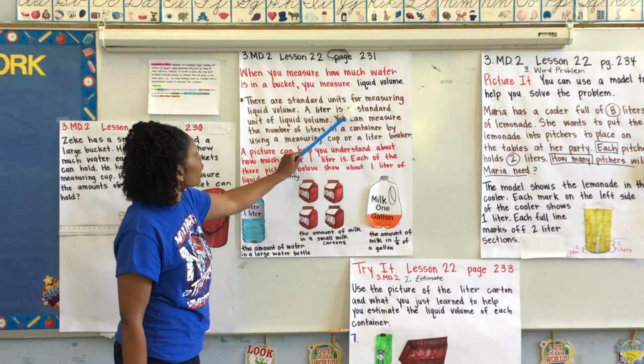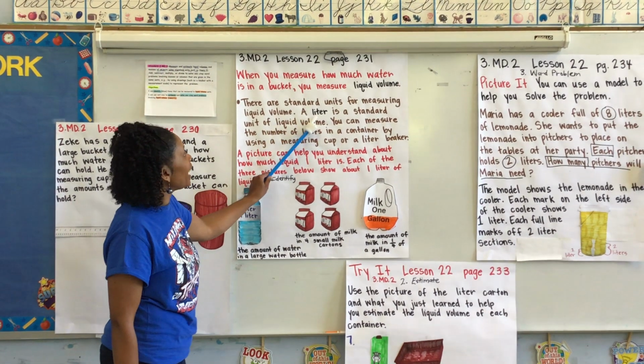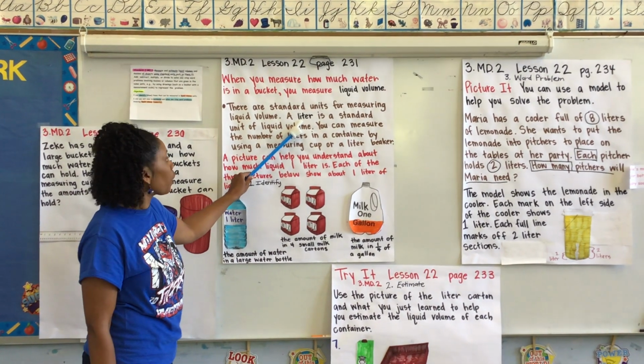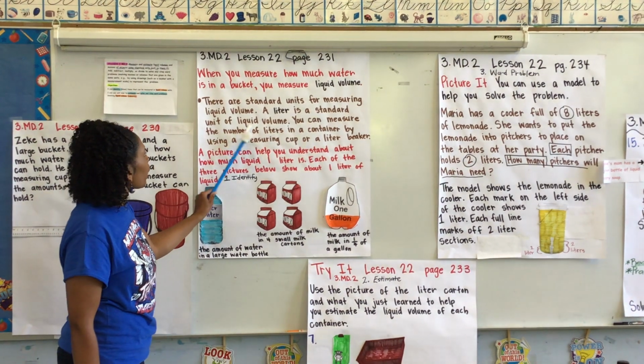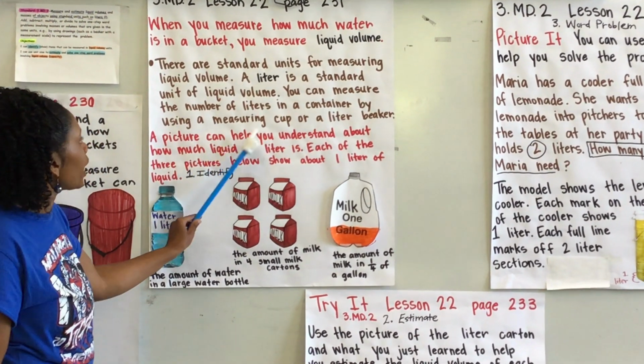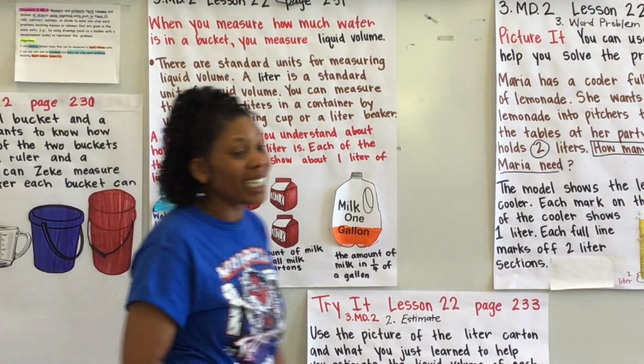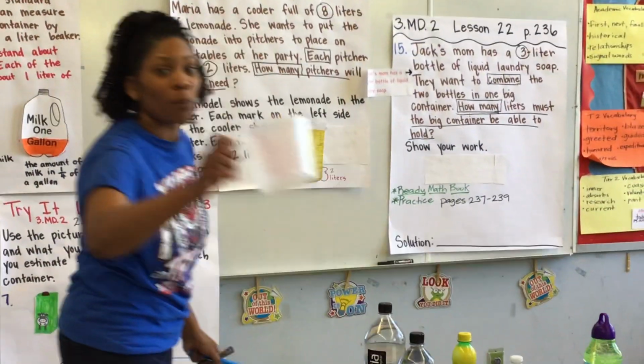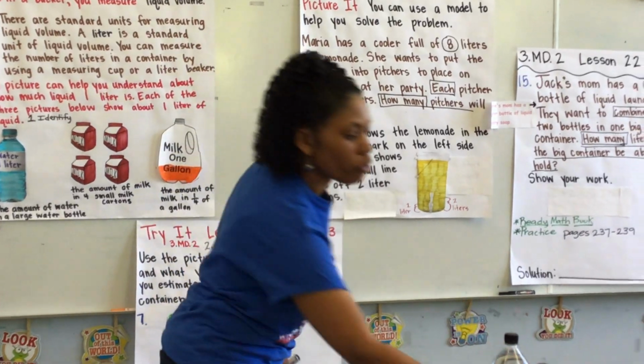There are standard units for measuring liquid volume. A liter, and I want you to remember that word, is a standard unit of liquid volume. You can measure the number of liters in a container by using a measuring cup or a liter beaker. Here is an example of a measuring cup, which measures a liter.